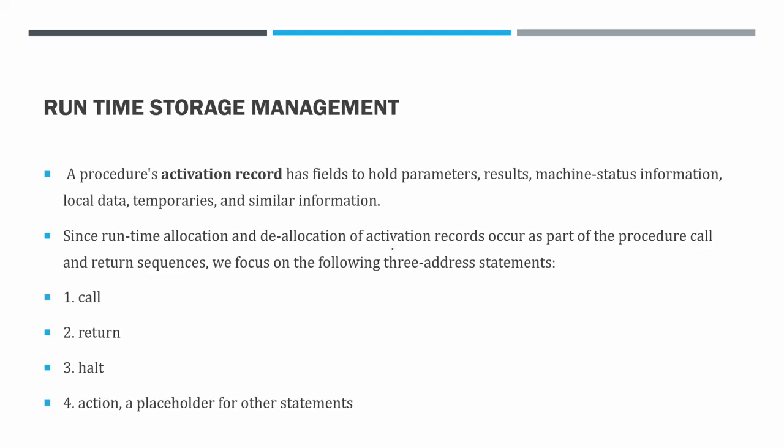Since runtime allocation and deallocation of activation records occur as part of the procedure call and return sequences, we will be focusing on three statements, that is call, return, halt, and one more thing we call an action, which is a placeholder for other statements.